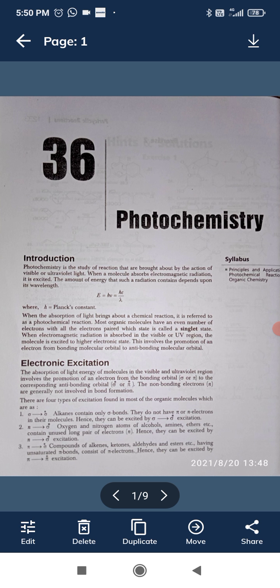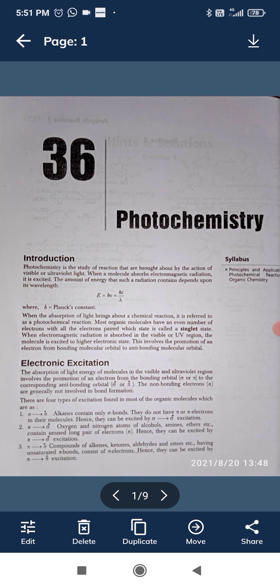So here you can clearly understand that the excitation of electrons from sigma to sigma star happens in alkanes, since they do not have any pi or n electrons. The second type of excitation is n to sigma star. Oxygen and nitrogen atoms of alcohols, amines, ethers, etc. contain unused lone pairs of electrons, that is n. These are not participating in any bond formation, hence they can be excited by n to sigma star, that is non-bonding to anti-bonding.